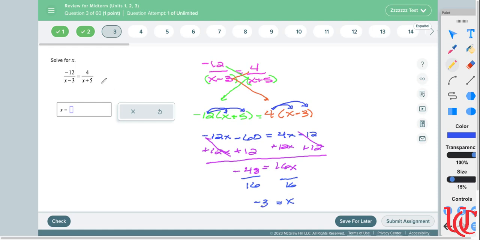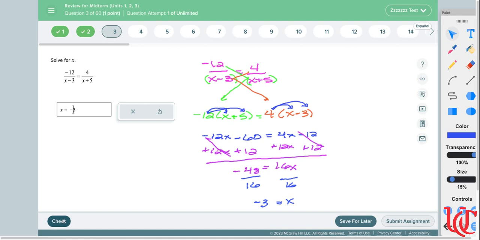And then I could double check it in my problem. So negative 3 minus 3 is negative 6. Negative 12 divided by negative 6 is 2. 4 divided by x, negative 3 plus 5 is 2, and 4 divided by 2 is 2. So it is actually going to work when I check it. I don't usually write my work, but I do kind of look at my answers, especially if I'm questioning myself. So this is just x equals negative 3. Don't forget your negatives.